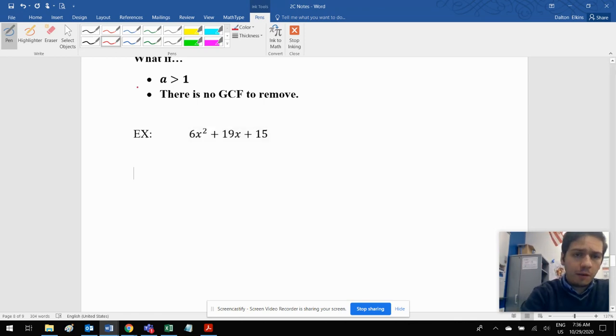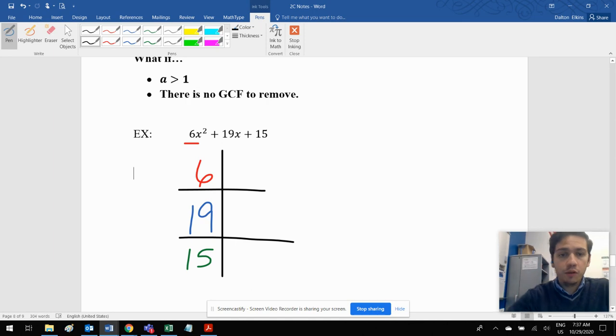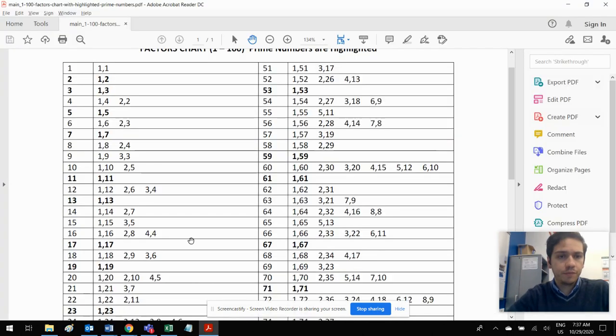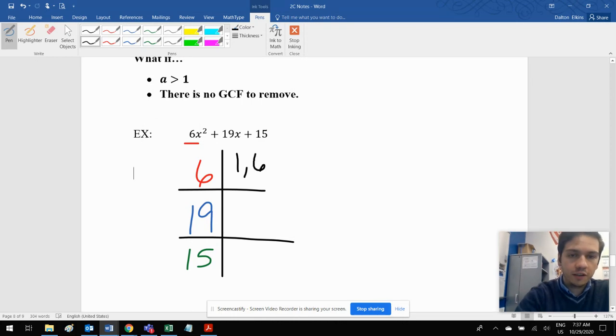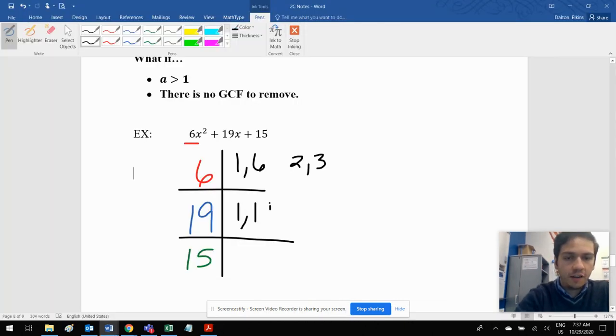Well, as I mentioned, A is greater than 1. A here is 6. B is 19. And C is 15. Let's look at the factors just to make sure that there are no common ones. So I'm going to take out my factor sheet. 6 has 1 and 6, 2 and 3. So 1 and 6, 2 and 3. 19 has 1 and 9. I'm sorry, 1 and 19. 15 has 1 and 15.